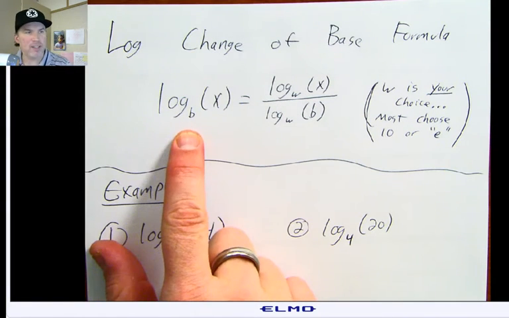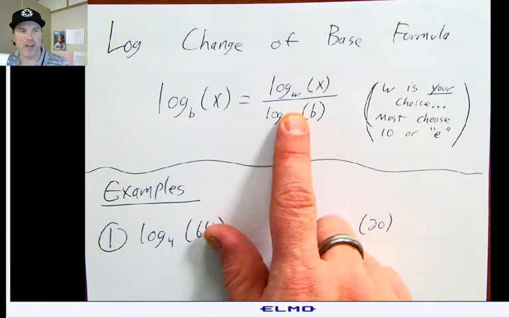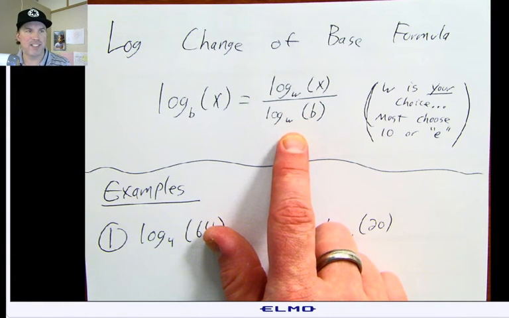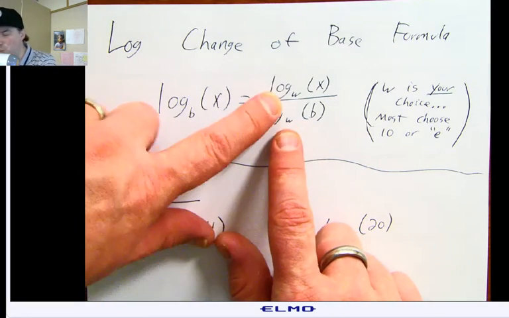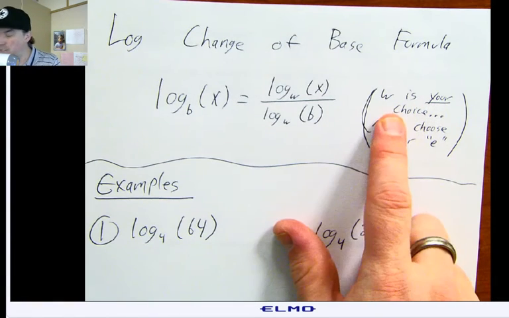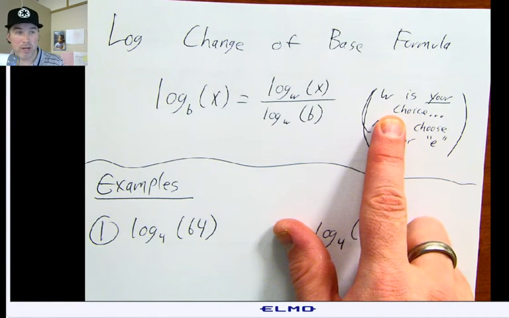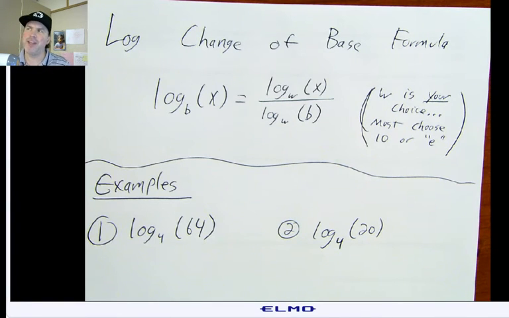That formula was log base b of x is equal to log base w of x divided by log base w of b. And the question people always ask me is, what is w? Where did it come from? Well, w can be any number you want. It could be log base 1, log base 2, log base 3. I think it could even be log base pi.